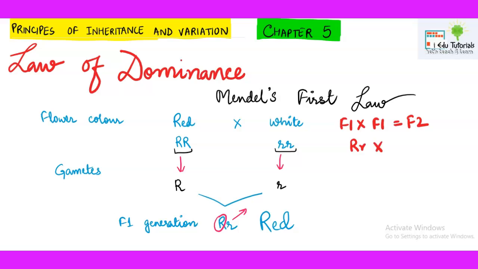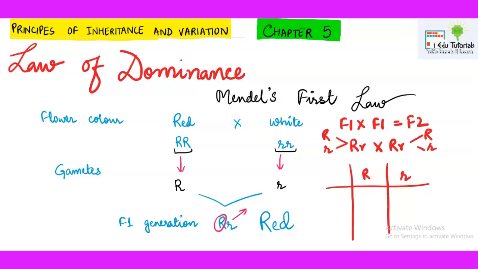Like here, we will do the selfing of this capital R, small r, and we will get F2. Now, if you work out the gametes, there will be two gametes here: capital R, small r. Here also capital R, small r. So, we are writing male gametes on the x-axis and female gametes on the y-axis. Now, you know how to fill. This R will come with this R. This small r will come with this capital R here, and this way we can fill up our Punnett square.